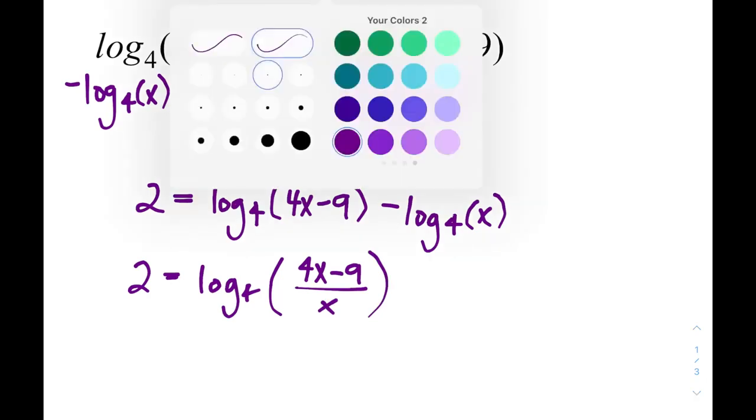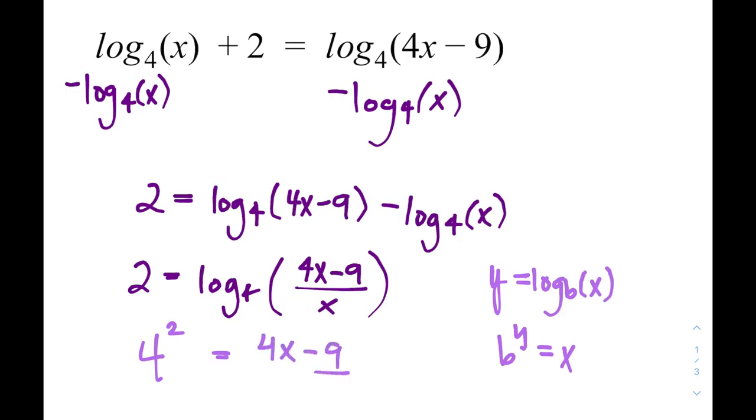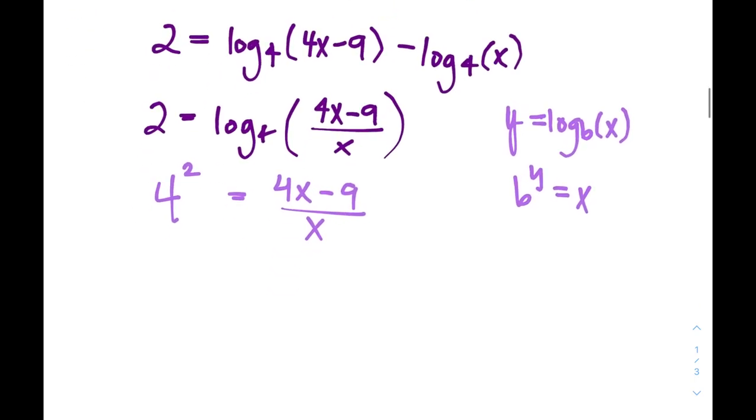Then I can use our property, the fact that y equals log base b of x is the same as b to the y equals x, where I keep my bases the same, so base 4, and then my input and my output switch. So we'll have 4 squared equals (4x minus 9) over x. Okay, 4 squared is 16, so we'll go ahead and replace that with 16.